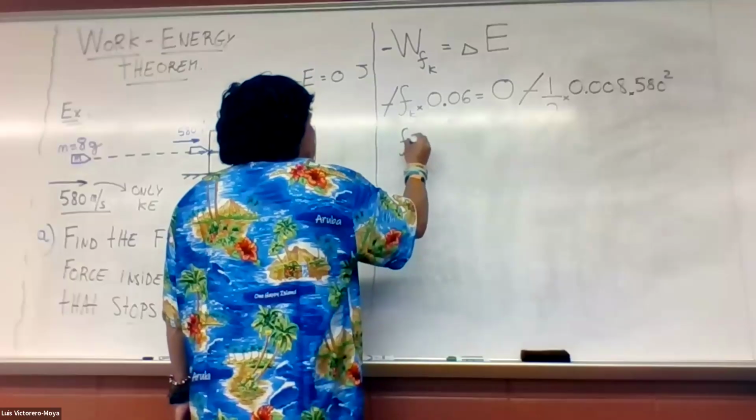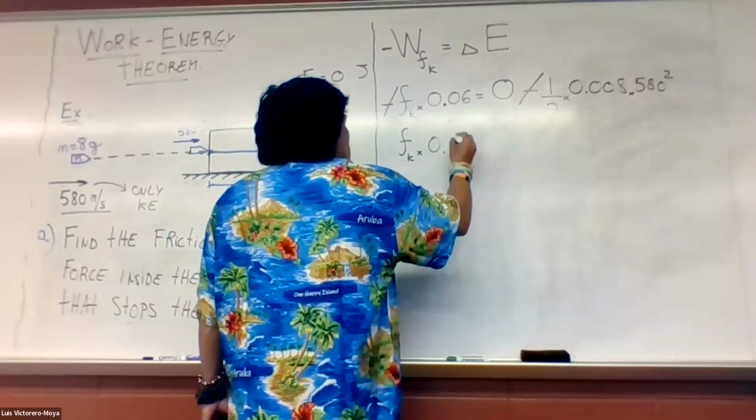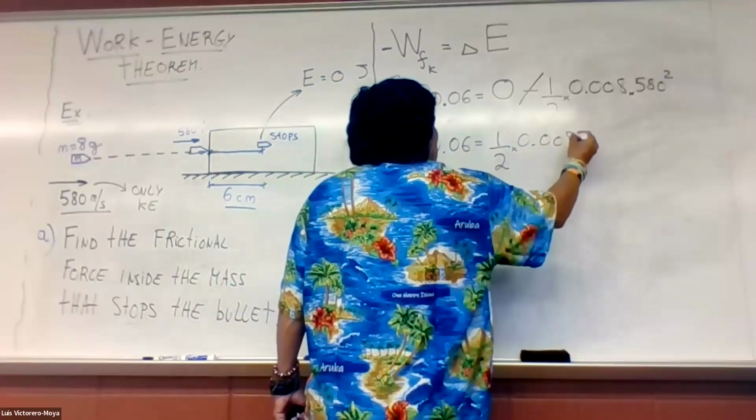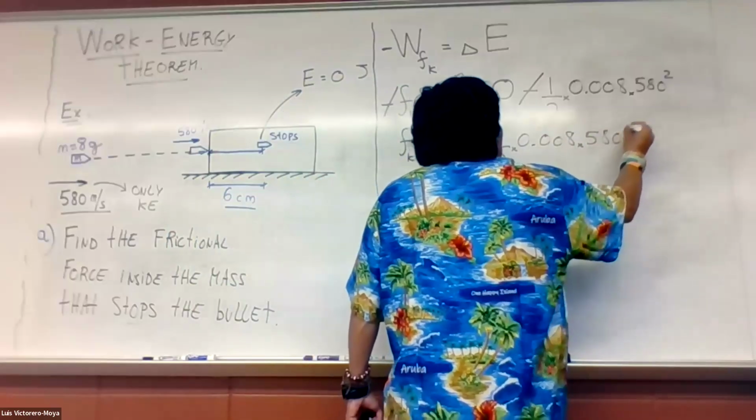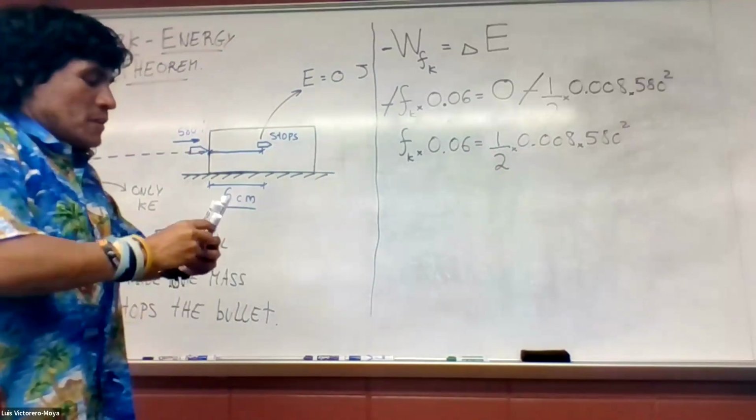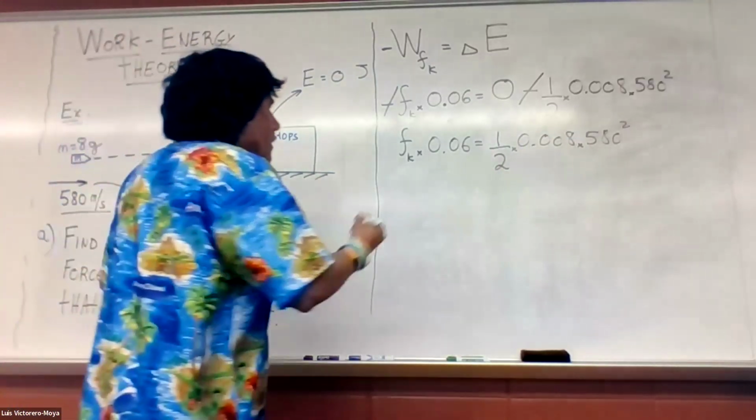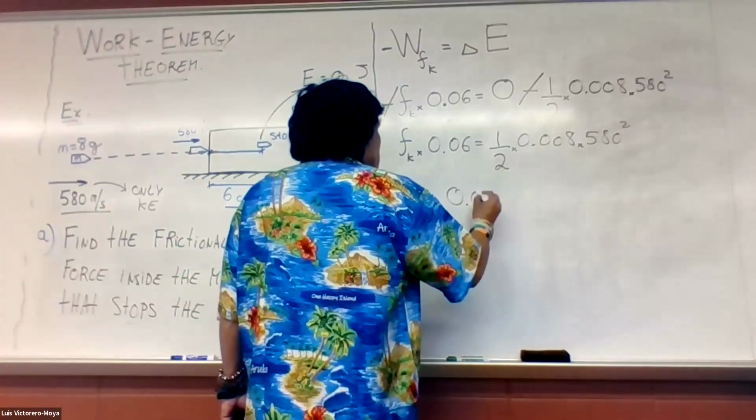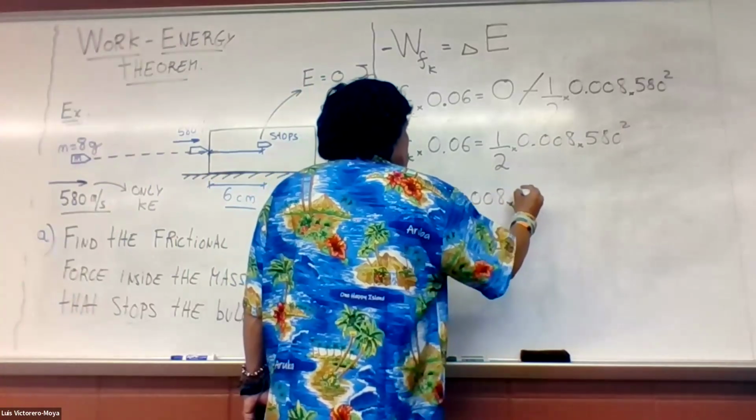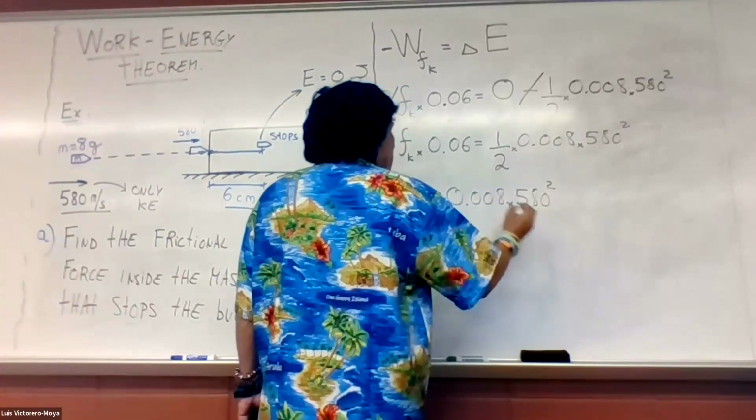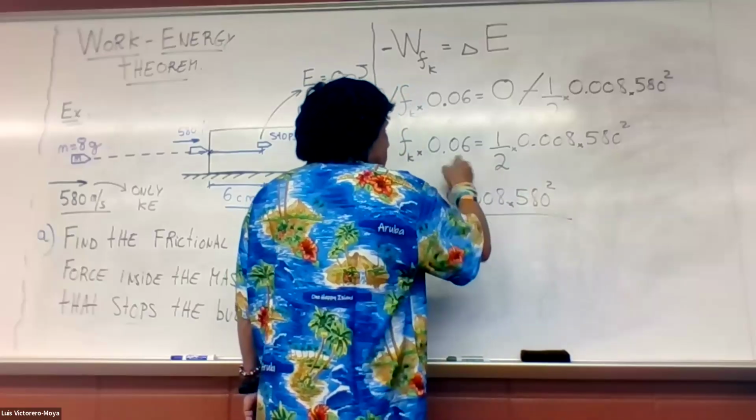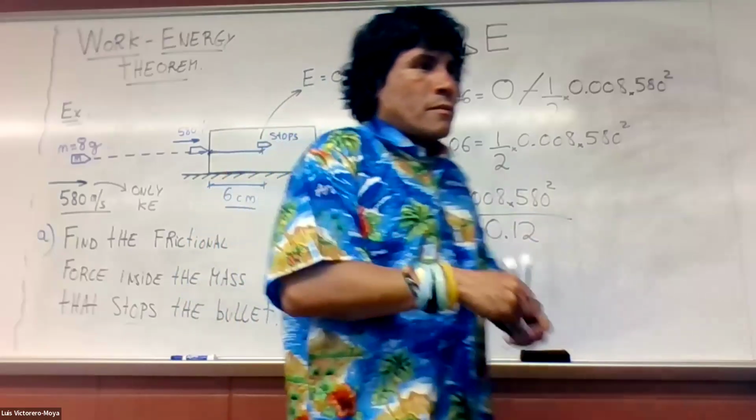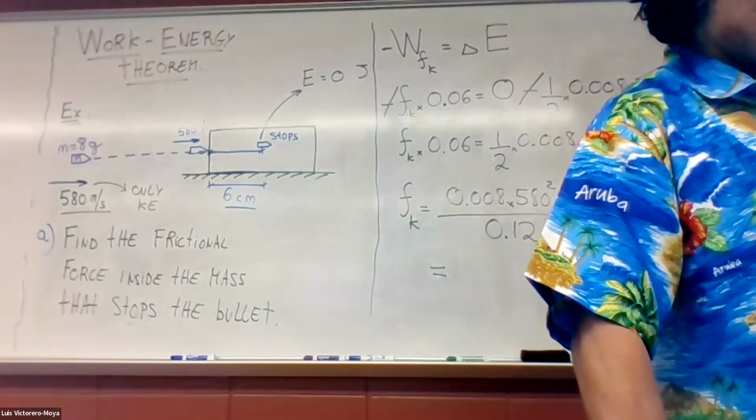So the negatives are going to be dropped. So Fk, you want this, times 0.06 is 1/2 times 0.008 times 580 squared. There you are. That's how you do it. So Fk is 0.008 times 580 squared divided by, you multiply this to 0.12. All right. It's going to be a lot. You're stopping that bullet.